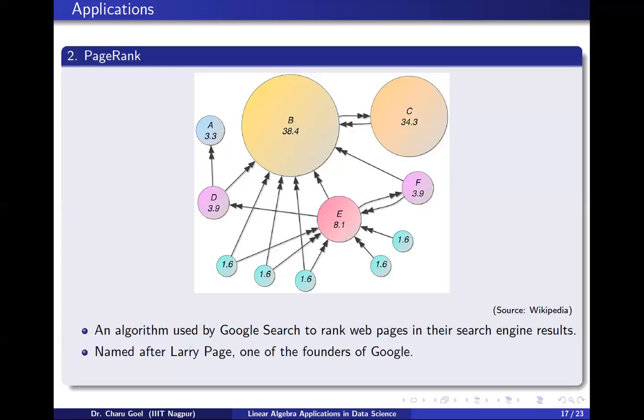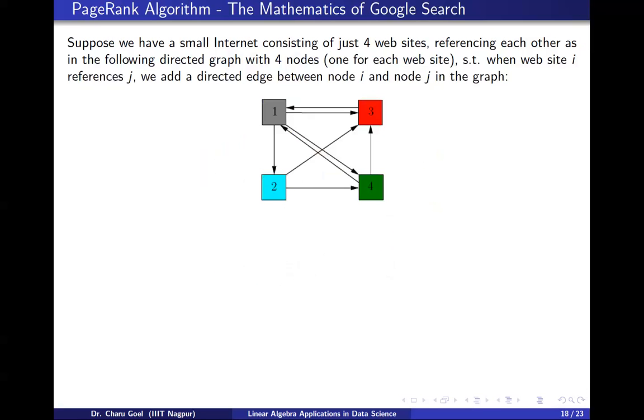So this was named after Larry Page, one of the founders of Google. And it is a way of measuring the importance of web pages, as I just said. So how does it prioritize which link or web page should come first? Let us understand this with a very basic example of a 4-page system.